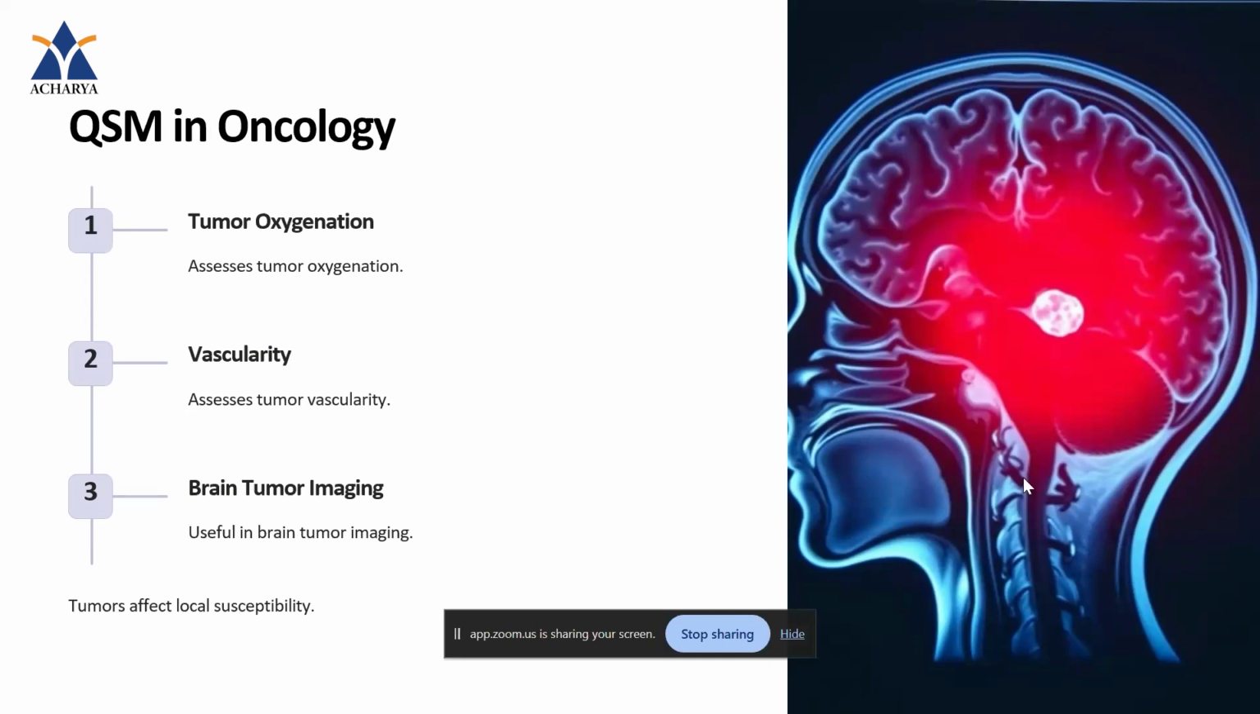Then in oncology, we can use this QSM technique to assess the tumor oxygenation and overall vascularity of the tumors. Then also we can visualize brain tumor imaging, like the different types of tumors, and the difference between a benign tumor and a malignant tumor can also be made.